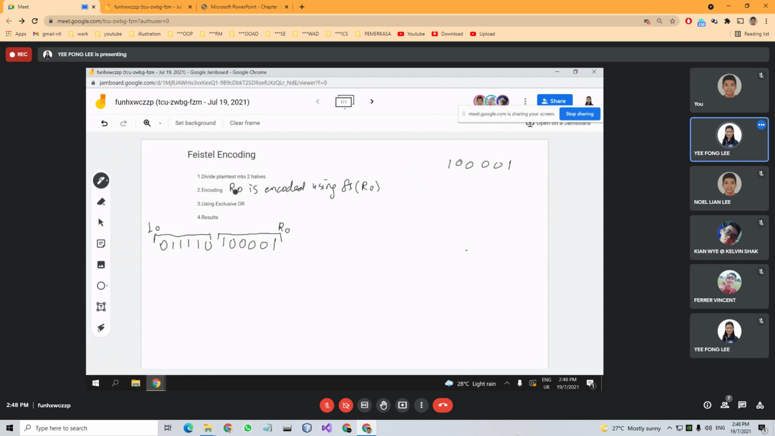So step number 1, R0. The right hand side for the initial round needs to be encoded, based on the bits here. Remember just now we have to do the transposition. Transposition of 3 bits one time. This is the secret key decided by us. So now we have 0, 1, 0, 1, 0, 0.